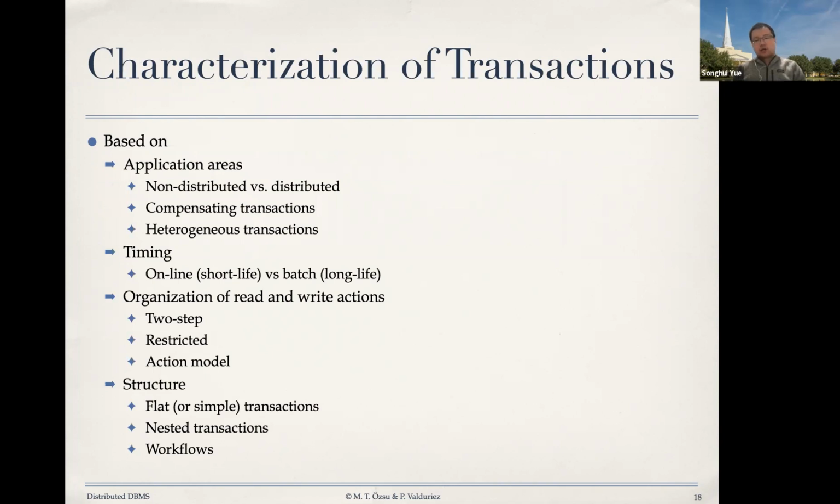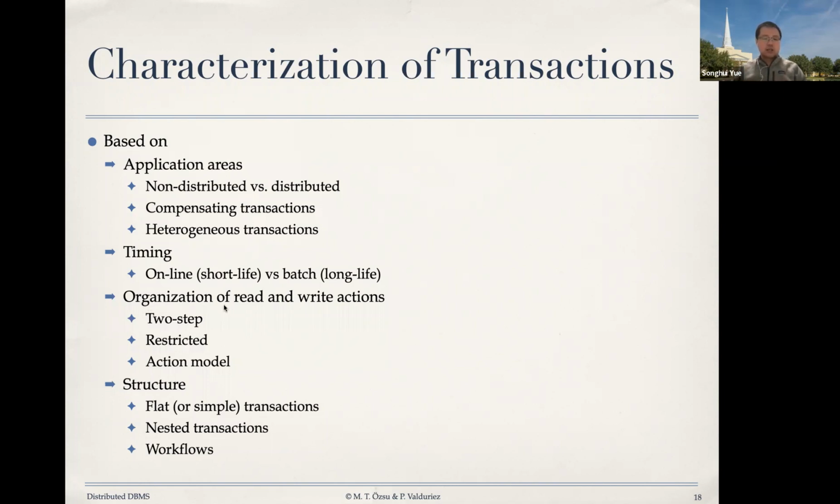There are some categorizations of transactions. Based on application areas, there could be non-distributed or distributed transactions, compensating transactions, and heterogeneous transactions. From the timing perspective, there could be online transactions, a term which means a short-life transaction, or batch transactions, which means a long-life transaction. A long transaction consists of a lot of execution steps. However, an online or short-life transaction is only one operation, one update. Okay, that's because of the timing of the execution.